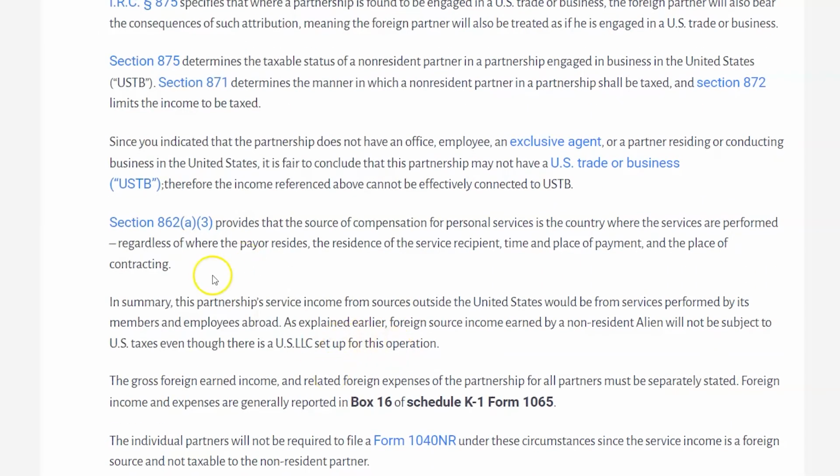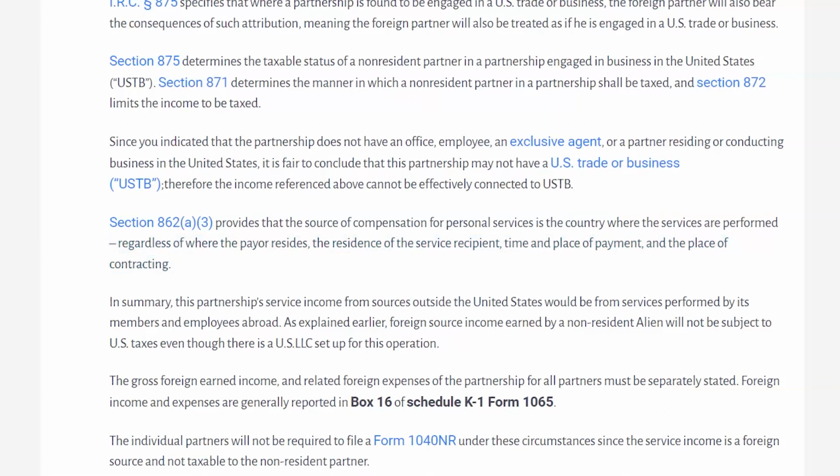And then we also go forward to explain under Section 862(a)(3) that the source of compensation for personal services, which is basically what this partnership is providing, is the country where the services are performed. So if you're sitting in Australia and providing software development and consulting services, then Australia is the country where the income needs to be sourced, regardless of where the payer resides, the residence of the recipient, the time and the place of the payment, and the place of contracting.